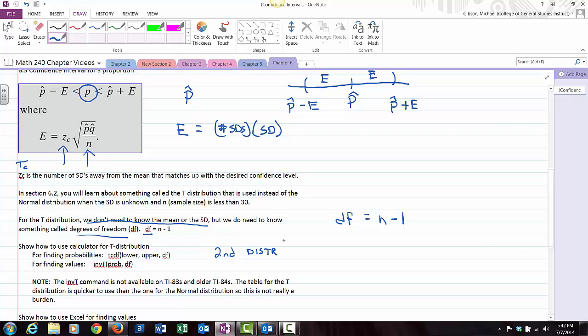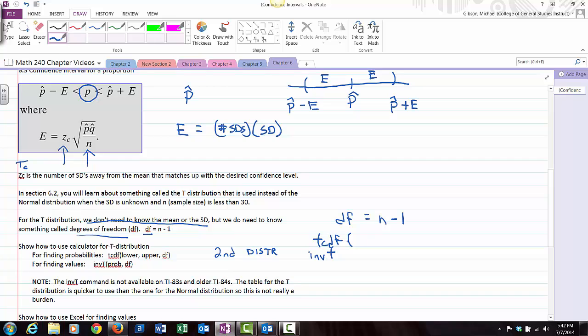So the ones you care about are TCDF, and if you've got it, INVT, or maybe it's, yeah, I think it's INVT. It might be T inverse. In any case, TCDF works just like the normal CDF did, except, like I said here, we don't need to know the mean or the standard deviation.